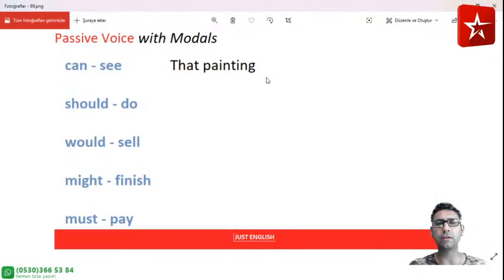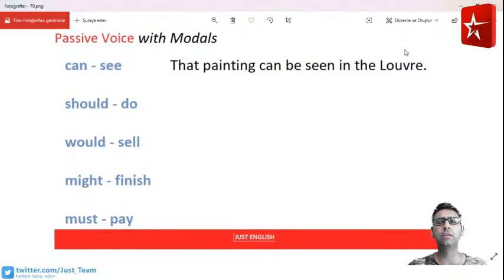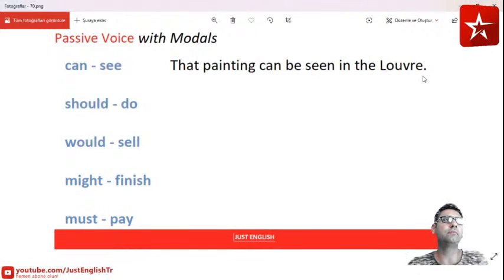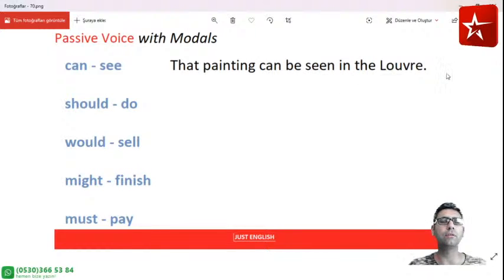That painting, okay, that painting can be seen in the Louvre. This is a place, okay, that could be, for example, in Izmir. This is a name of the place. That painting can be seen in the Louvre.